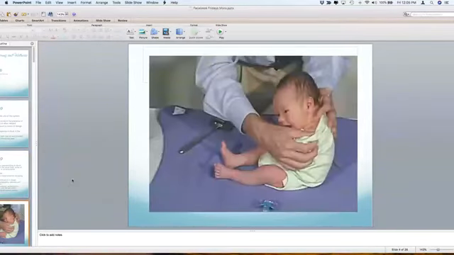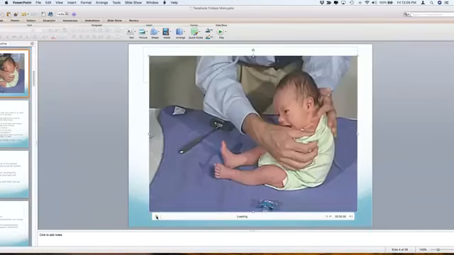So we're going to look at today the Moro. And I wanted to show you, this is the reason I wanted to screen share, so I could show you a couple little video clips. In the Moro, this is when we test a baby, we want it to be active because they're newborn.